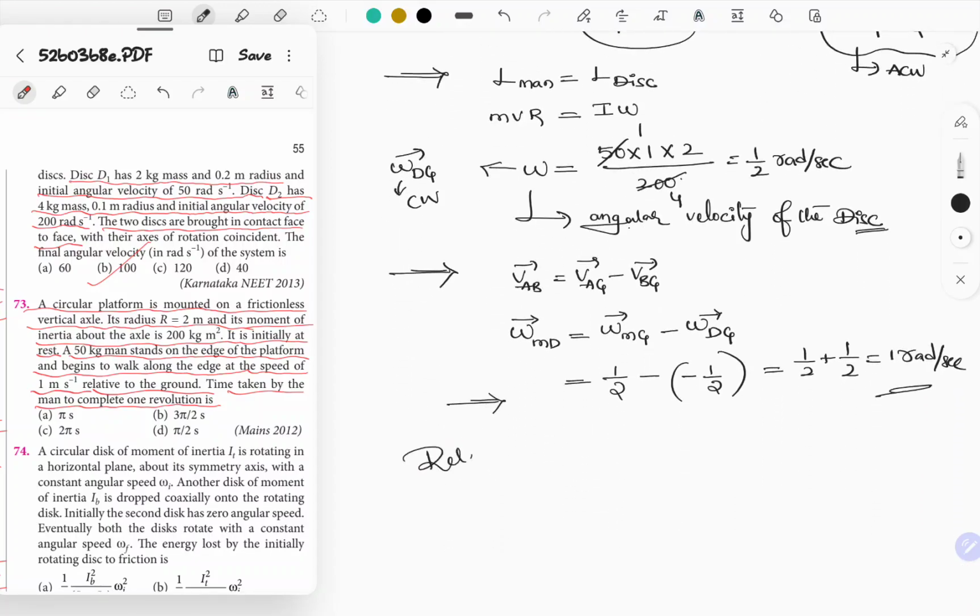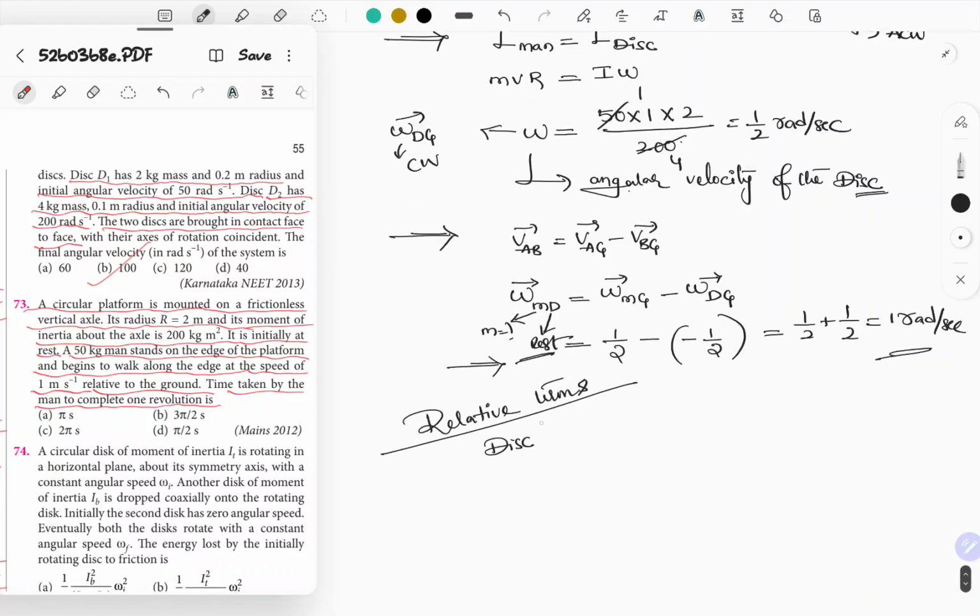So in relative terminology, now relative terms, which is at rest and which is under motion. Disk is treated as rest. So I have to find out angular velocity of the man. Disk is at rest position. That's the concept of angular velocity. In relative terms, disk is at rest position. Now only man is rotating with an angular velocity 1 radian per second.